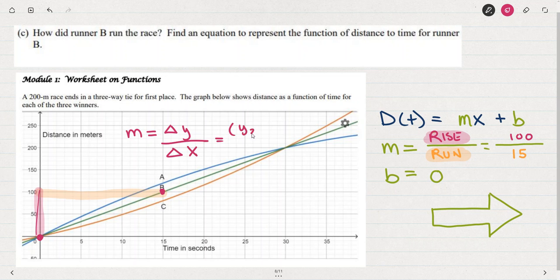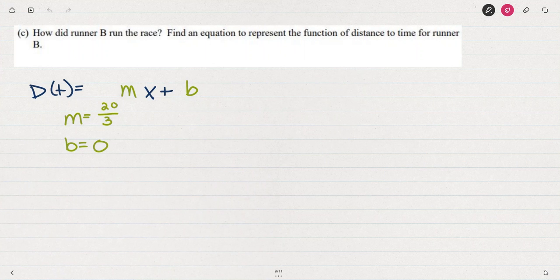So if we had two y's, we could subtract them to see what their difference is, and then subtract their respective x's to see how far the x's are apart, or their difference. In this case, it looks like from 0 to 15, the change was 15 units. We can reduce that 100 over 15 by dividing both the 100 and the 15 by 5, and you'd get 20 over 3.